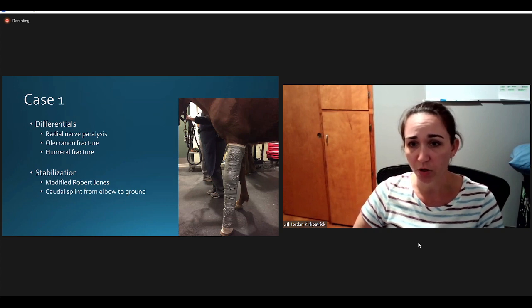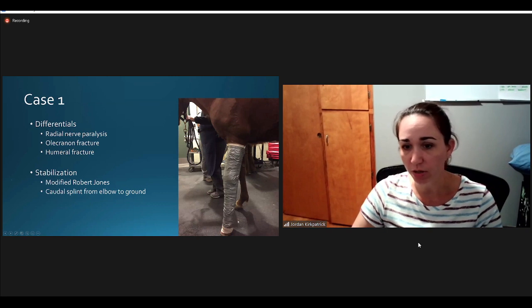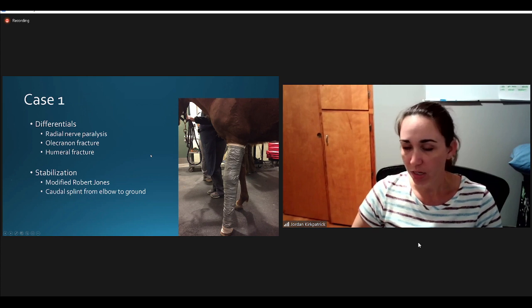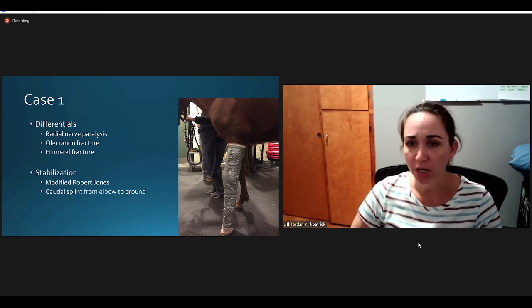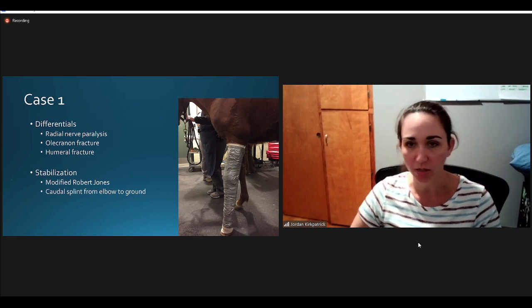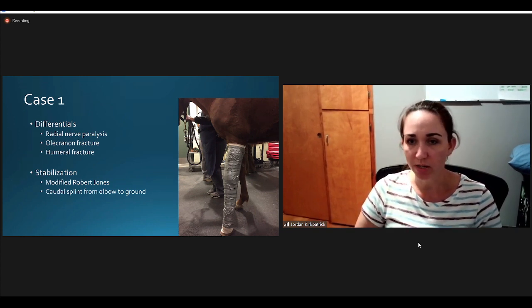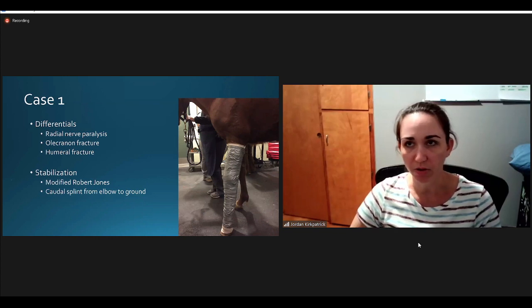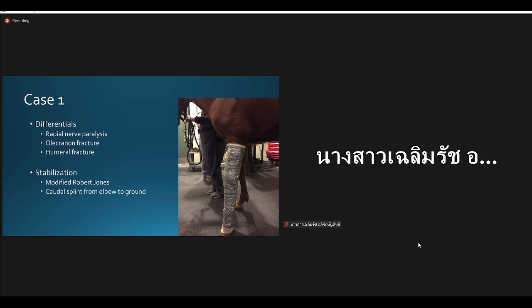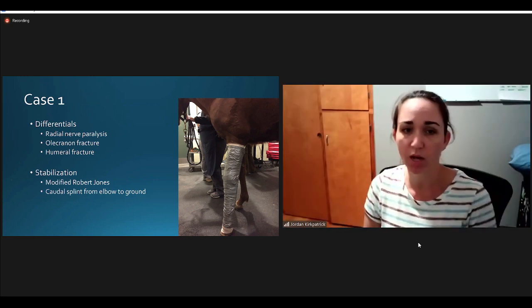He ended up having radial nerve paralysis from an injury. And so you can't see the bandage under all the duct tape, but you can see just a portion of the splint there. Usually they have a pretty good prognosis with radial nerve paralysis, but his had been going on for quite some time before they brought him in. And the longer it goes without support, the worse prognosis it has. And unfortunately, he never regained full function of his radial nerve after about 2 or 3 weeks in the hospital. And so they ended up euthanizing him.